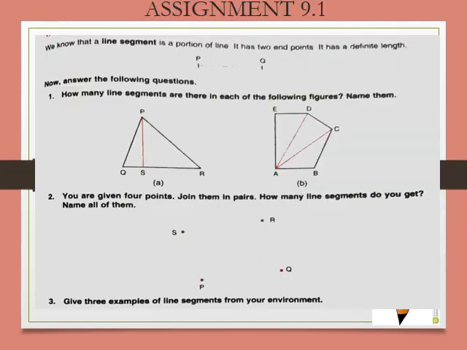So here is a small assignment for you. You are aware what a line segment is. A line segment is a portion of a line which has two endpoints and a definite length. Now based on this, see here, a small assignment for you. Complete it and note it down in your notebook.